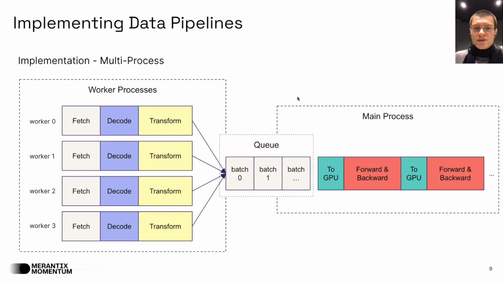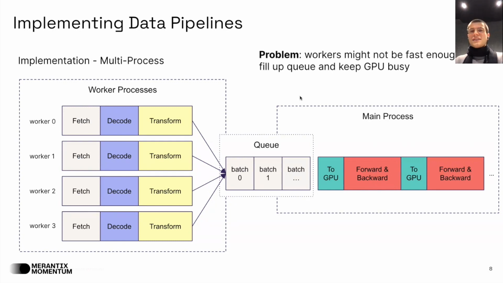But there's also a problem here, and this will motivate this talk as well. The problem might be that these worker processes are not fast enough to fill up the queue and keep the GPU busy. So this is a typical scenario, where the GPU is still faster than your data loading in the worker processes. So you will still have some idle waiting time until this queue gets filled up with the next batch.